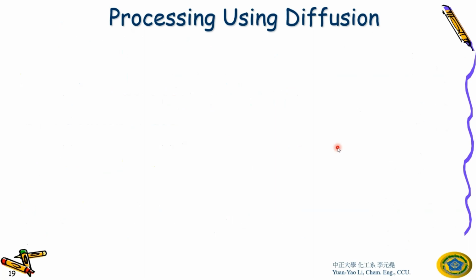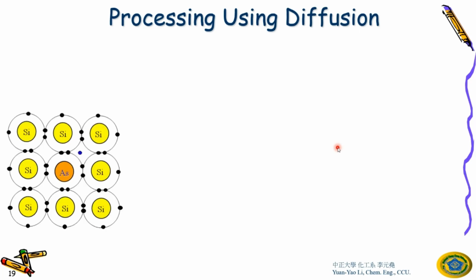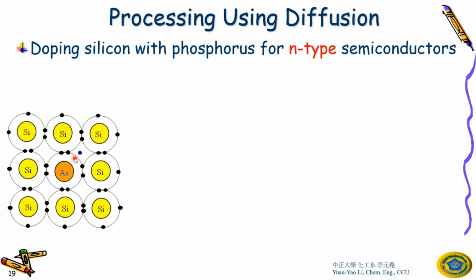So how are we going to process using diffusion? I hope you still remember. How are we going to put arsenic or boron into the silicon? This is what we call what? N-type or P-type? Which one? If you put arsenic into the silicon wafer, this type of wafer is called an N-type semiconductor or P-type semiconductor? N for negative, P for positive. Negative, right? So in an N-type semiconductor, you have more electrons, which is what we call negative. So we dope silicon with phosphorus for N-type semiconductors.